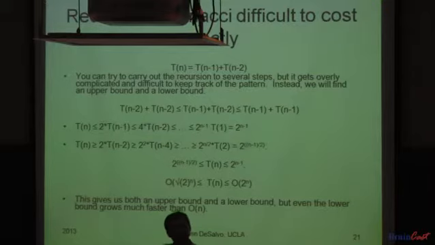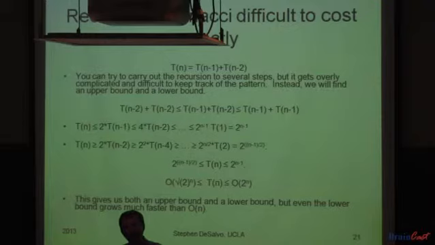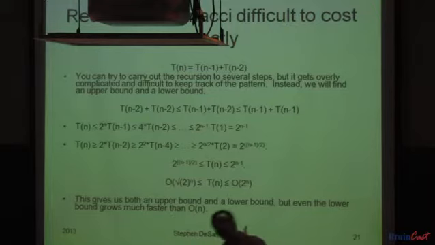But even though you don't have the answer you want, chances are the solution you can get can tell you information that may be sufficient for what you're trying to do. Okay? So rather than get the exact cost of recursive Fibonacci, let's calculate an upper and lower bound. Okay? So how would we get an upper and lower bound?